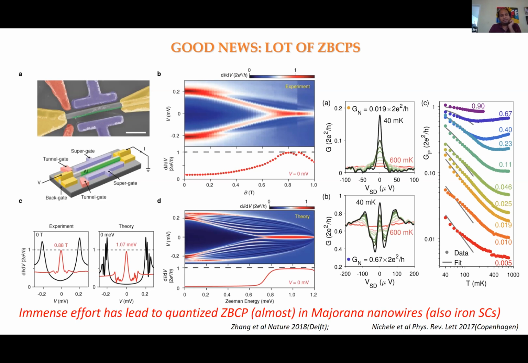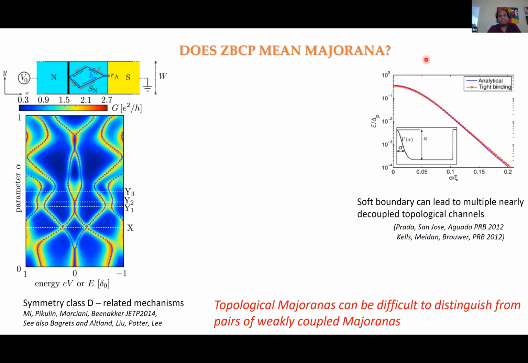But the burning question that a lot of us at CMTC are interested in is this: does the zero bias conductance peak mean Majorana? And the short answer is no. There are at least two mechanisms. One is a random matrix theory mechanism in symmetry class D, where if you have a disordered interface between a normal metal and a superconductor, you typically get a propensity of zero bias peaks appearing as you vary some parameter. This one doesn't look like the experiment, but variants of this, as I'll mention, can look like the experiment.